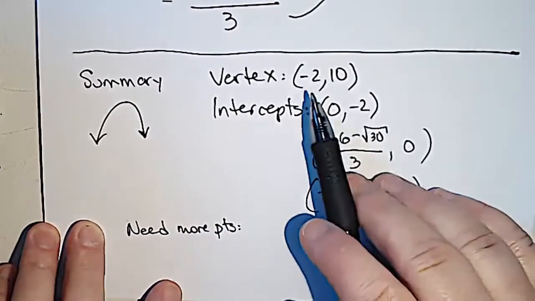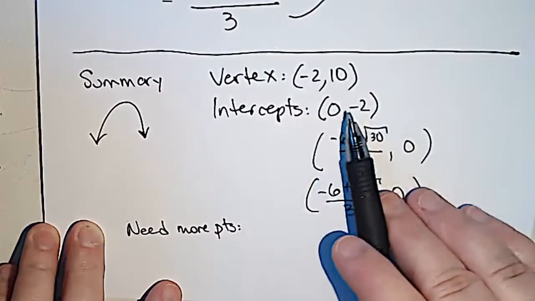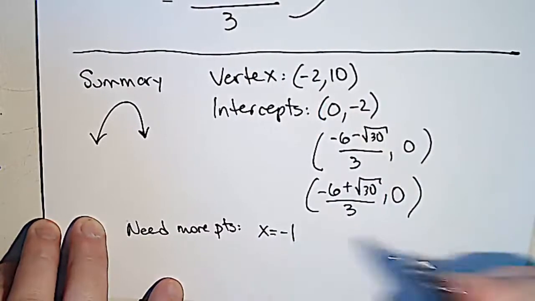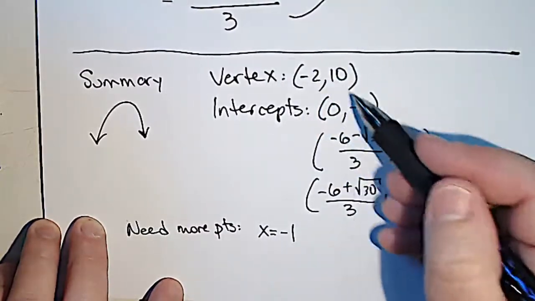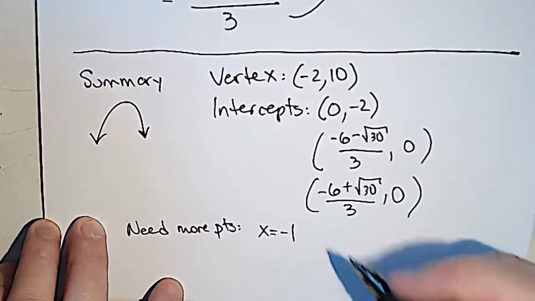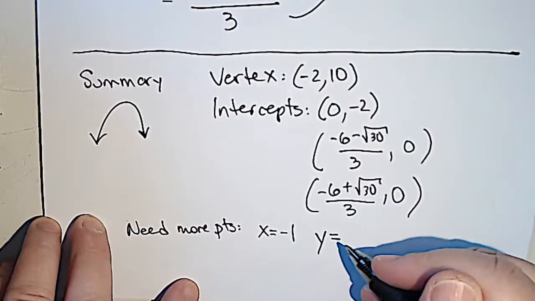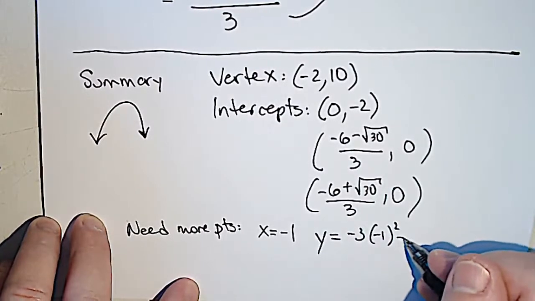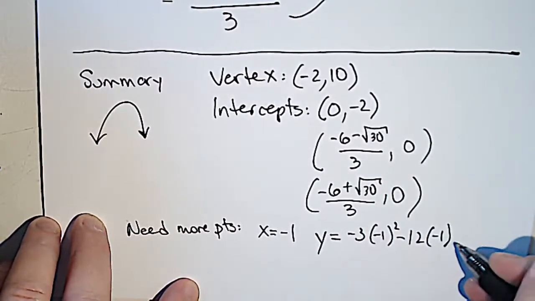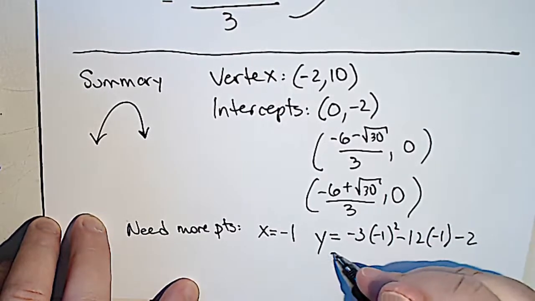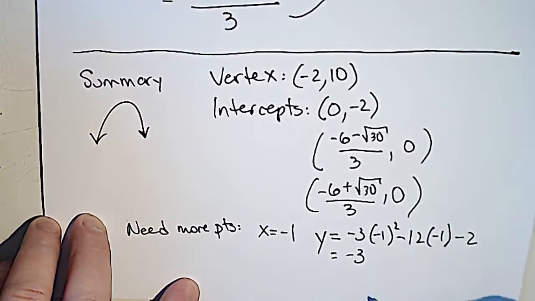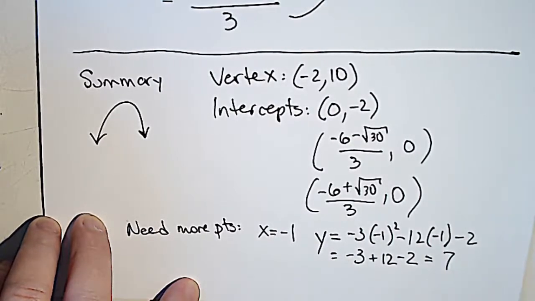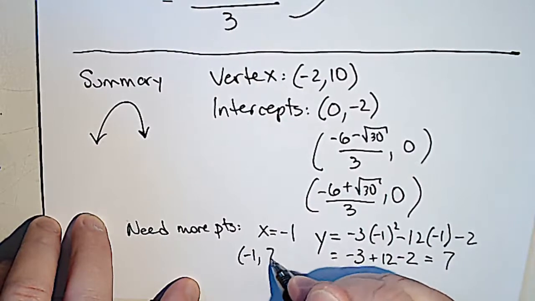So I see that I have a vertex when x equals -2, and I have an intercept when x equals 0. So between these two, I'm going to try x equals -1. It's between, so there's a good chance that the y value will be between these two. So y equals -3 times (-1) squared minus 12 times (-1) minus 2. Okay, so this is -3 plus 12 minus 2, which is 7. So I've got the point (-1, 7).